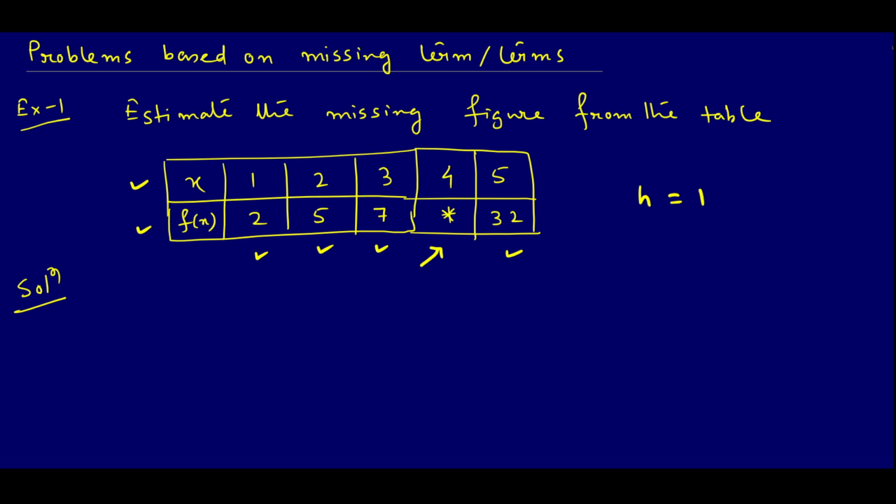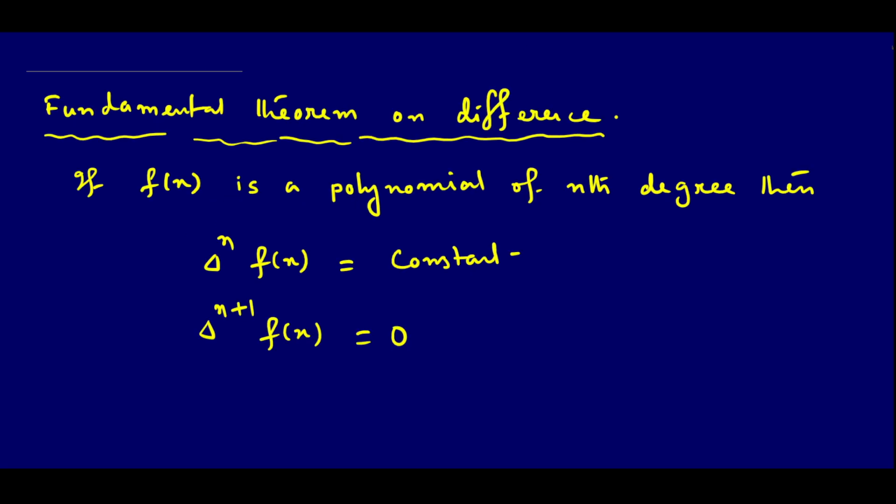Now let us see one theorem. You see, the fundamental theorem on differences. Difference means forward difference. What is written here: if f of x is a polynomial of nth degree, then delta to the power n, suppose it's a polynomial of third degree, then delta to the power 3 f of x will be constant. But if we raise the power by 1, suppose we find delta to the power n plus 1, then it will become 0. Okay. So this particular concept we will use here in our problem.